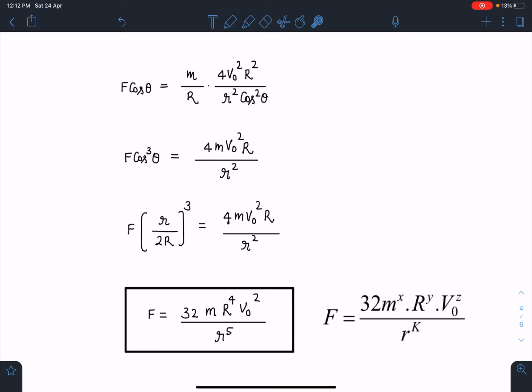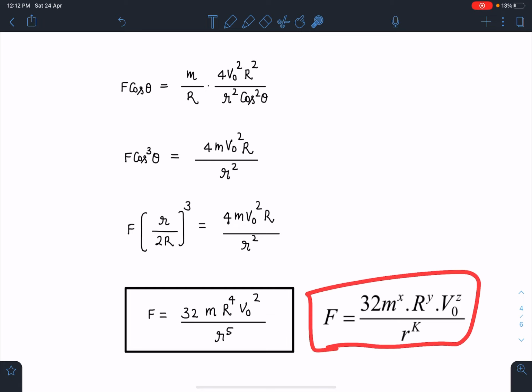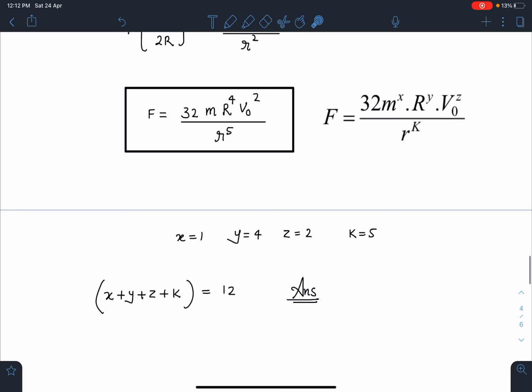This is going to be the expression of this force, and if you compare it with the expression given in the problem, you are going to get x is equal to 1, y equal to 4, z equal to 2, and k equal to 5. So the value of x plus y plus z plus k is equal to 12.